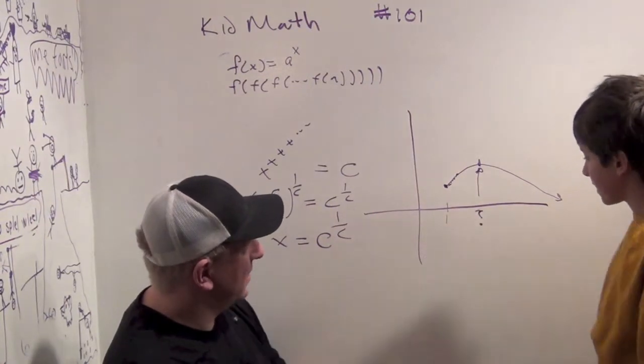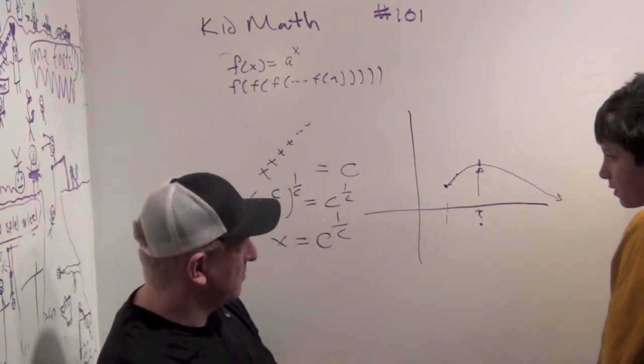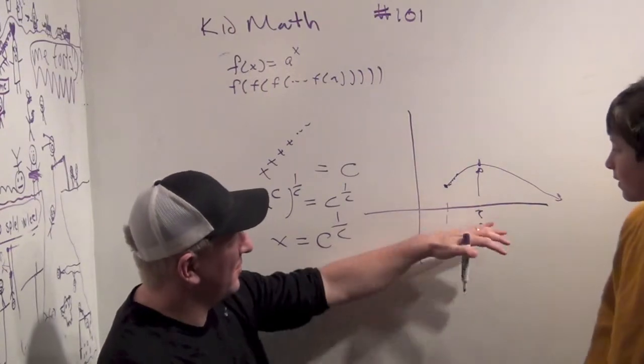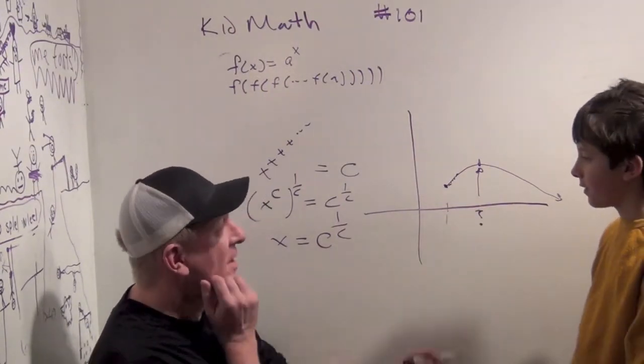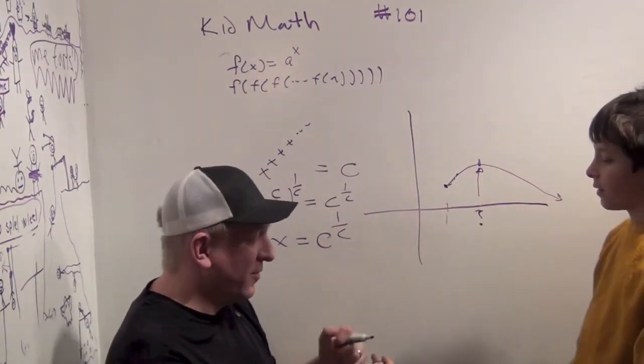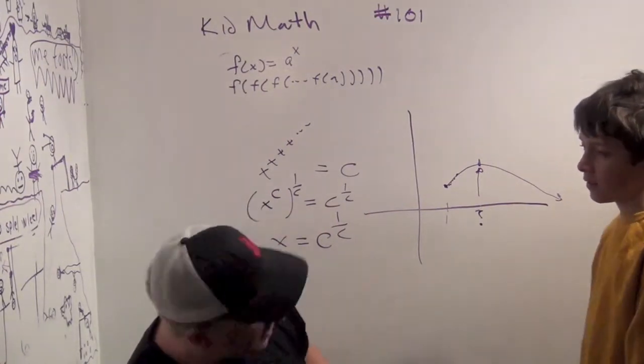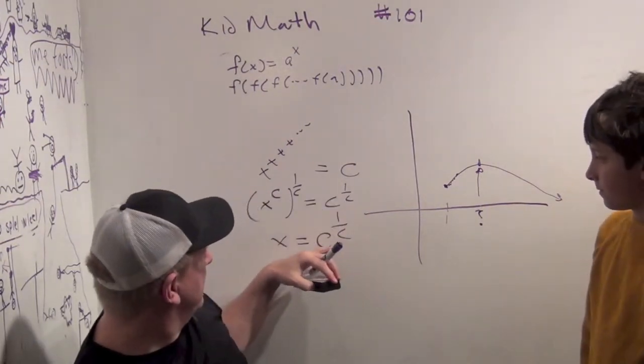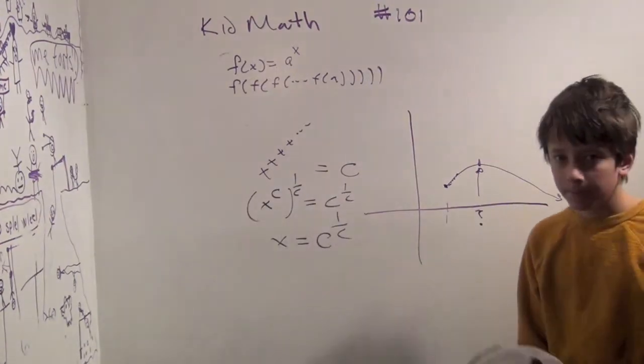Looks kind of like somewhere around 2. Well, yeah, maybe, but I didn't really label what the graph was, but we'll see. We'll go see it right now on Wolfram Alpha, okay? Alright, let's go see. Now you have to remember, x is c to the 1 over c. Yep.